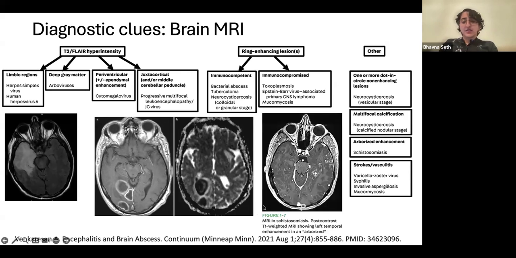And then this is a curious case of a patient with schistosomiasis, which has this very beautiful arborized, like tree-like pattern within the brain, unfortunately.